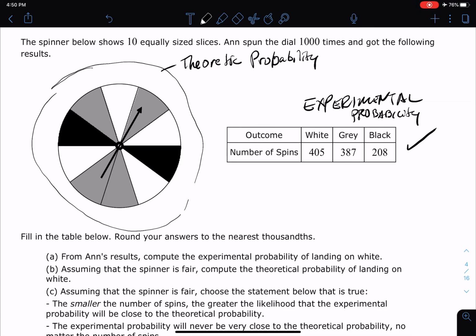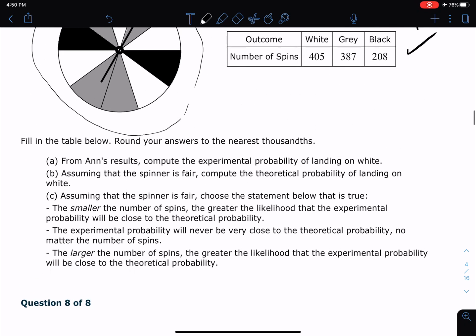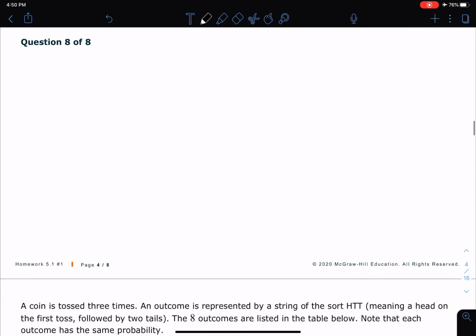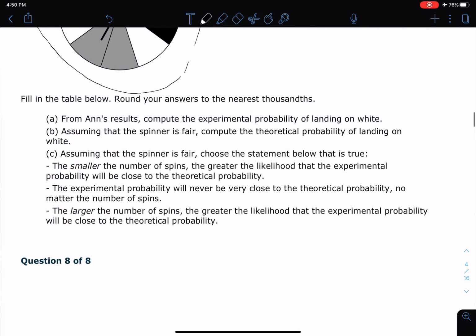Okay, so let's see what these questions are. It says, fill in the table below. What table? Fill in the table below. Okay. That's a different problem. Maybe that shows up on the computer part. It didn't print out. So let me just do A, and we'll answer the questions.